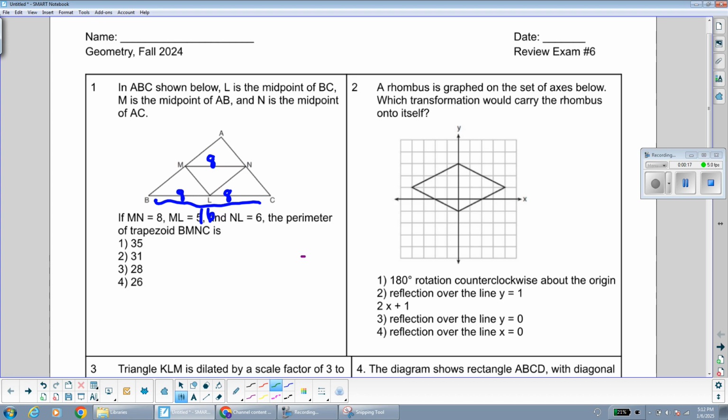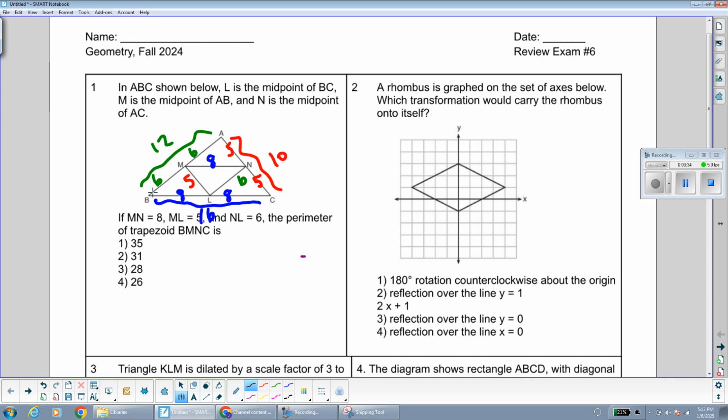If NL is 6, then that means the base for that midsegment is 12. So that's 6 and 6. And if ML is 5, that means its base is 10, the side it's not touching. So we have 5 and 5.